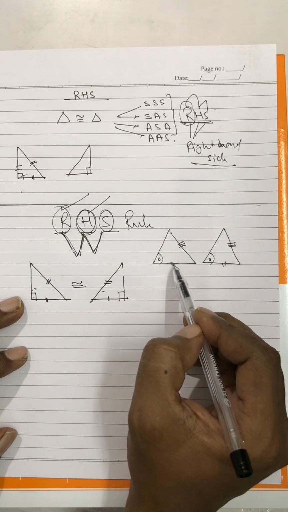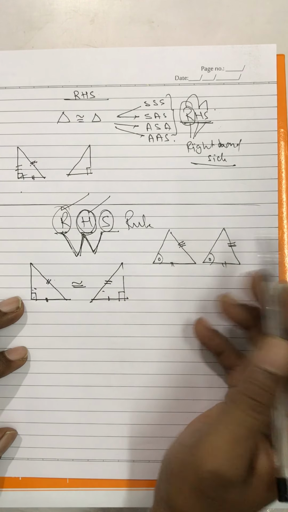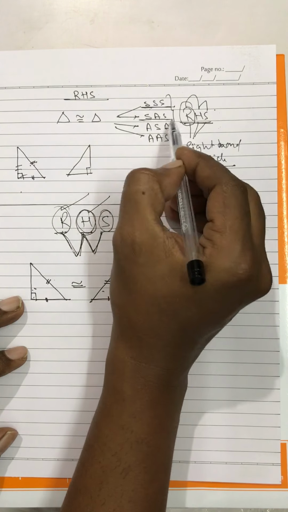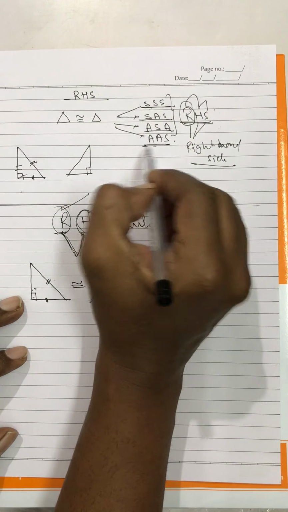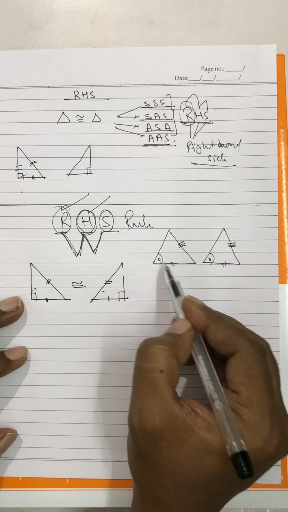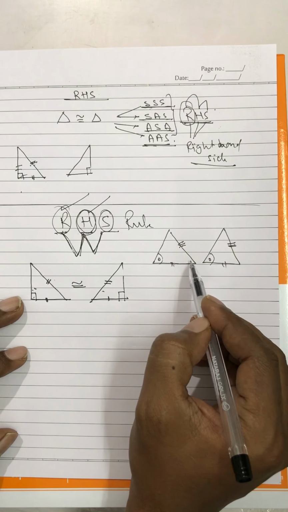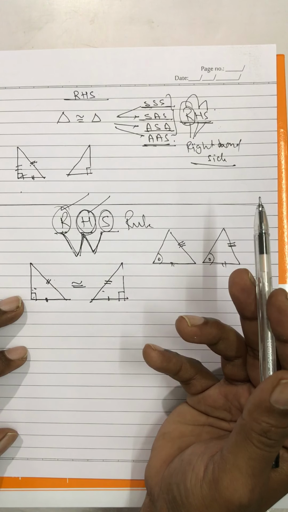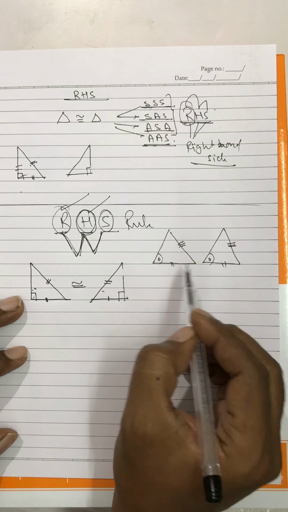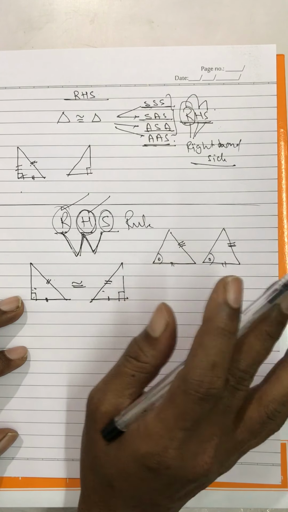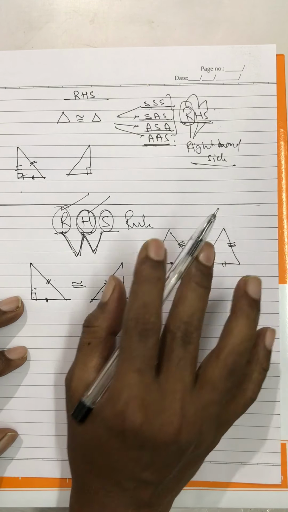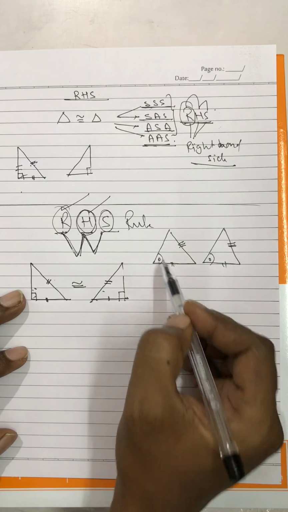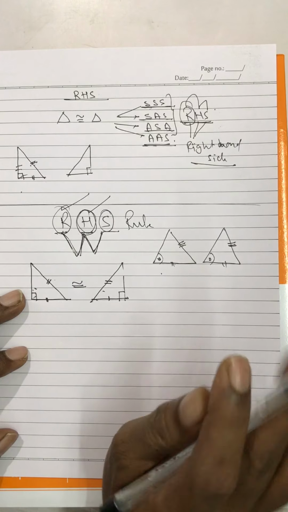Okay, angle, side, side. There is no such test as angle, side, side. We have the SSS test, SAS test, ASA test, AAS test. Angle, side, side is nothing like that. So this test is otherwise not applicable. It is applicable only if this is a right angle triangle. If this would have been a right angle triangle, then it is applicable.